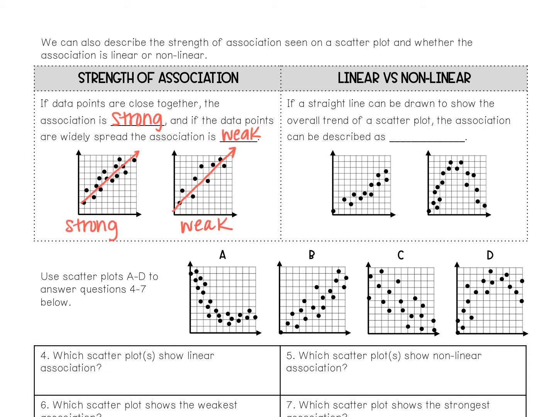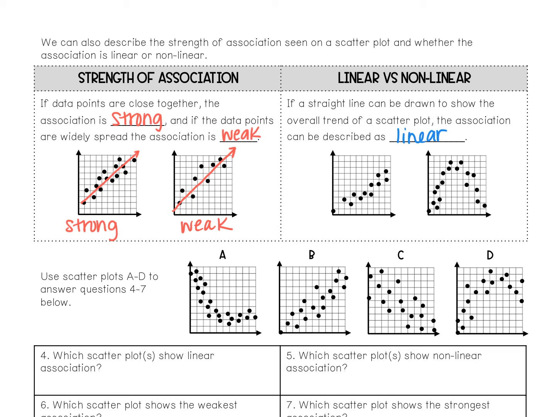And moderate would be somewhere between strong and weak. Now, looking at linear and nonlinear associations, if you can draw a straight line to show the overall trend, the association is linear. If you cannot draw a straight line to describe or show the overall trend, it would be nonlinear.